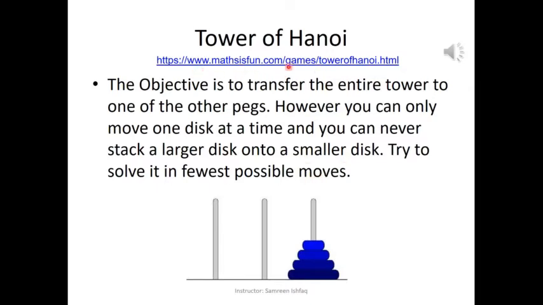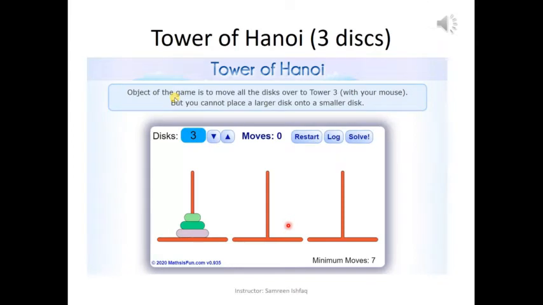Now click on this link and try to solve this puzzle in the minimum possible moves. Now I will try to solve this puzzle with three disks. Remember the rule is to move all the disks from source to destination with minimum possible moves. To win this game I need to use only 7 moves to move all the disks from source to destination. Remember the first tower is source, the second one is temporary or spare, and the third one is destination. Now let's start this game.